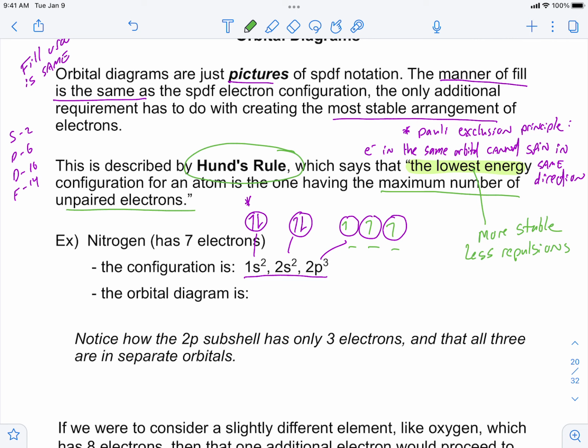Kind of like when your family moves into a new house, and let's say that there's 3 children and there's 3 bedrooms. You are all going to choose to have your own bedroom. You're not going to pair up just for the fun of it. You're going to want your own space. And electrons are the same way. But maybe they're not as messy as you. Okay.